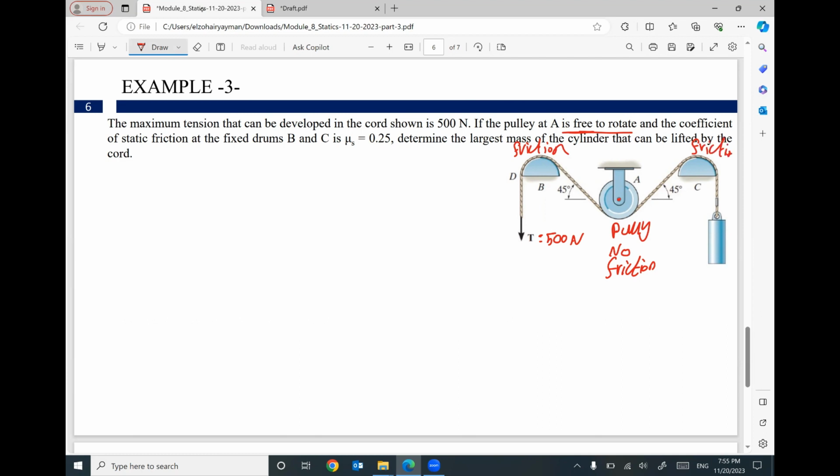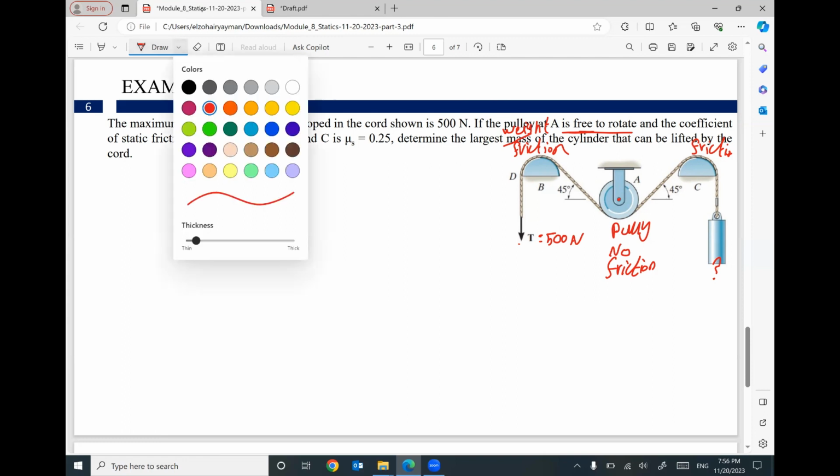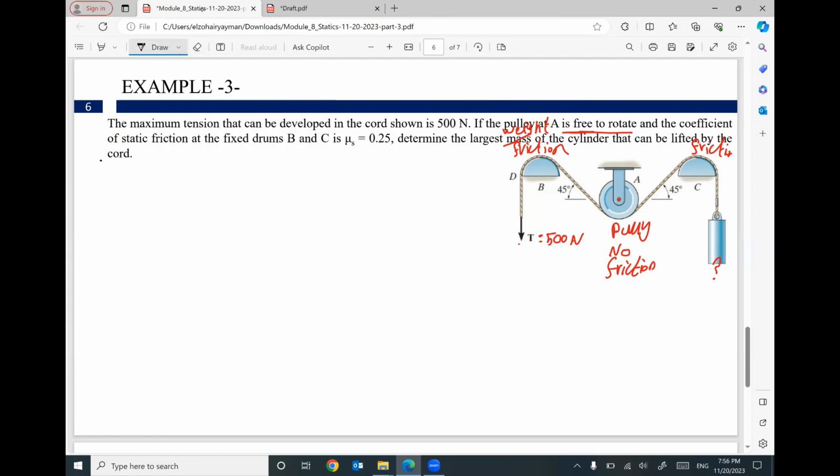Can you tell me the largest weight of the cylinder? If you apply here T equal to 500 Newton, what is the maximum weight of this cylinder to be lifted by this force of 500 Newton? So let's start with D.